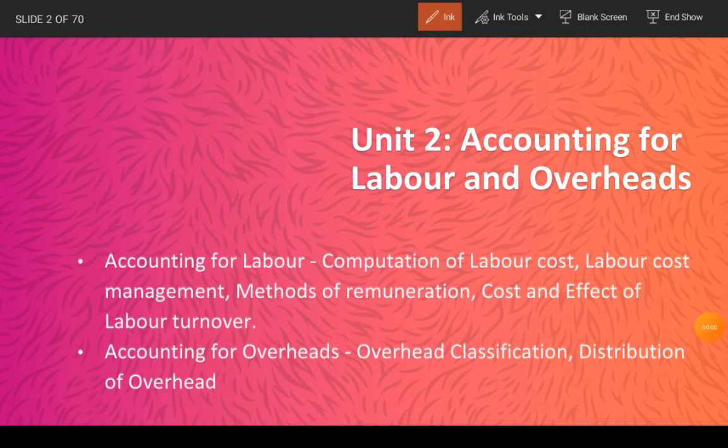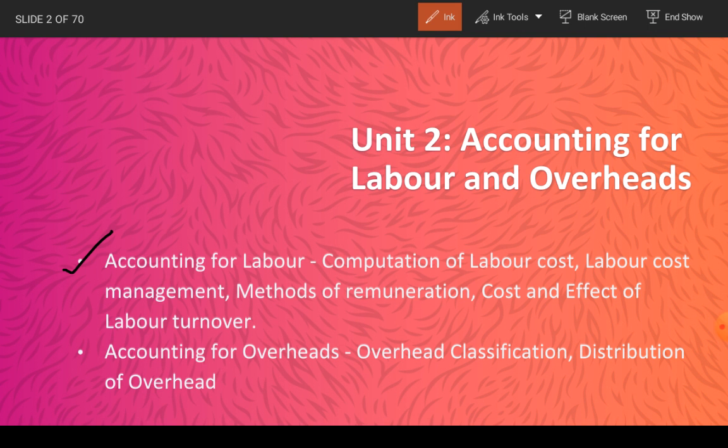Under the second unit, when we were introducing the unit, we saw that there are two topics that we have to discuss. Okay, accounting for labor, and under accounting for labor, we had to study the computation of labor cost management, the different methods of remuneration, and the cause and effect of labor turnover. So we have already completed this first part, accounting for labor.